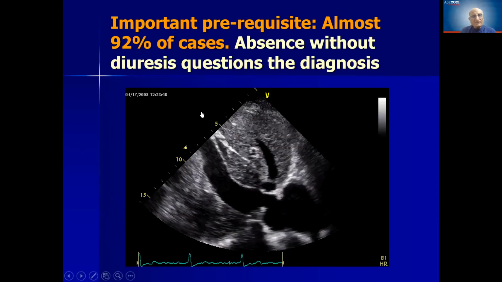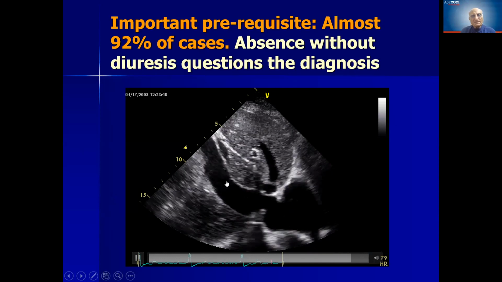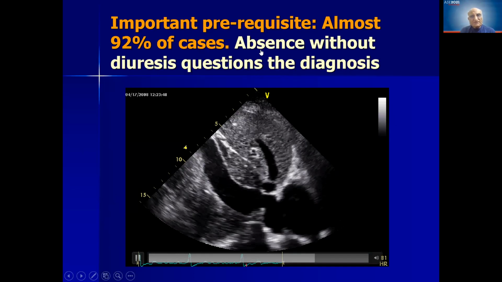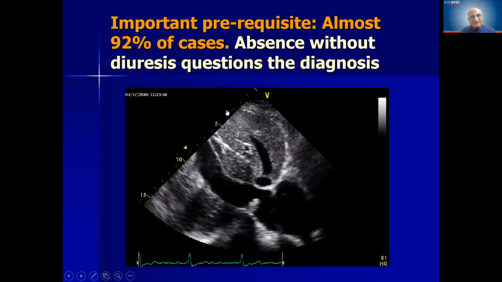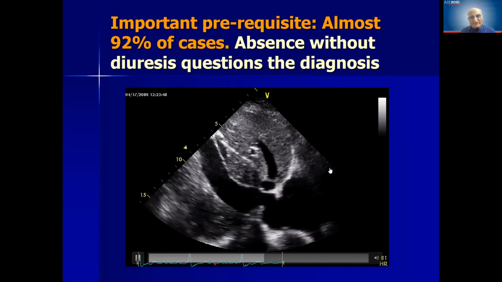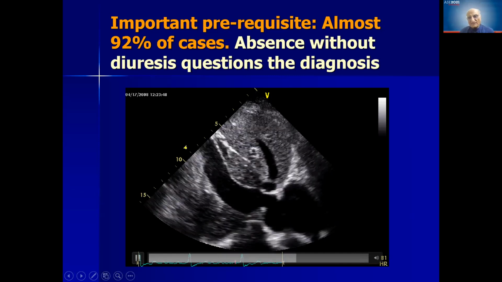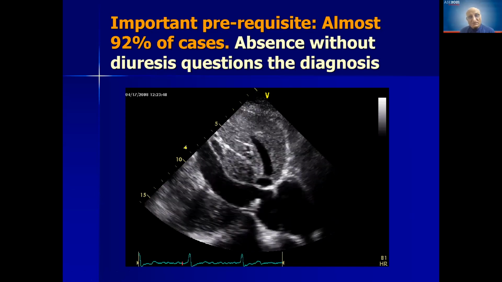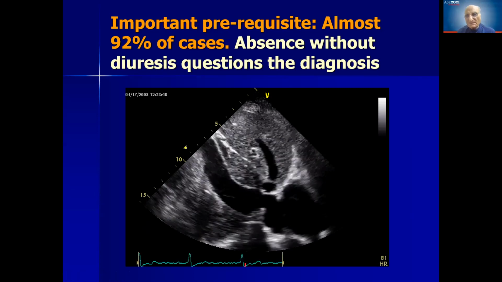And you see an enlarged IVC with decreased collapse, which is found in almost 92% of cases. It is believed that absence of this sign, in the absence of diuresis, always questions the diagnosis. So whenever we get a case of pericardial tamponade, as soon as we see the IVC, it has to be enlarged with decreased collapse. And if it is not enlarged and doesn't show normal collapse, we try to find out if the patient has received diuretics. If not, then we question our diagnosis.